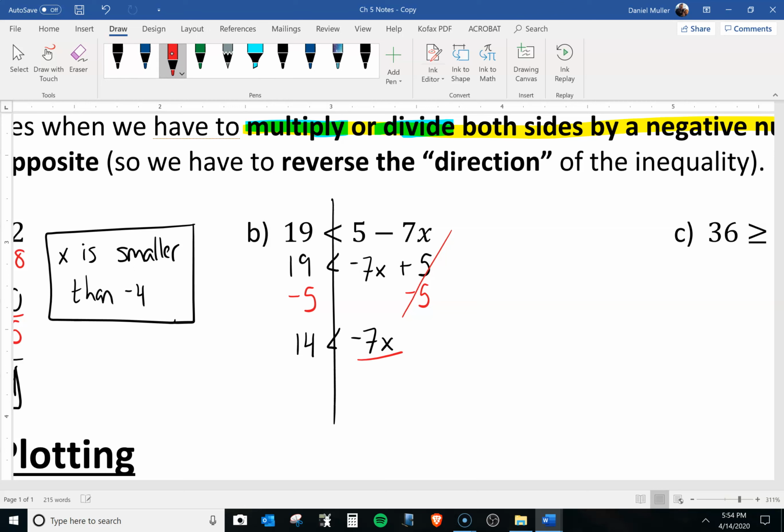Now I will divide by negative 7. Divide by negative 7. Those are gone. So 14 divided by negative 7. Well, 14 divided by 7 is 2, and it is negative, so I'll make it negative. And on the right side, I have just an x. And then the symbol. And because I divided, I got to look here, I divided by a negative number. I'm going to have to flip the symbol the other way.